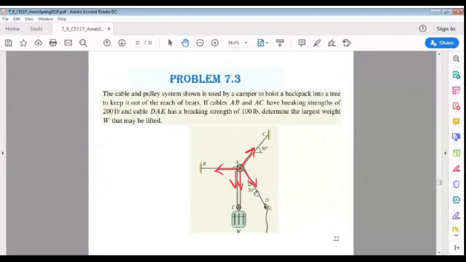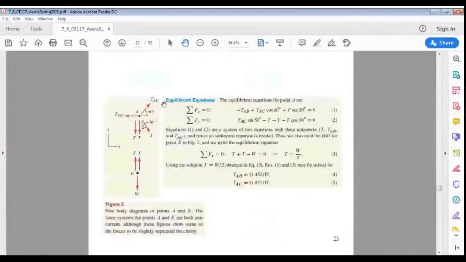So the force in this part of the cable is equal to the force in this part of the cable, and it is equal to the force in this part of the cable. So all the three parts of the cable will carry the same force because the same single cable is running throughout its length over the frictionless pulley. So the forces in each part of the cable will be the same. Let's represent the force as T. So the force in this part is T. This is also T, and this is also T. So this is what is shown over here. This is the free body diagram of joint A.